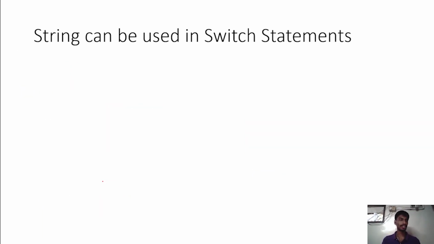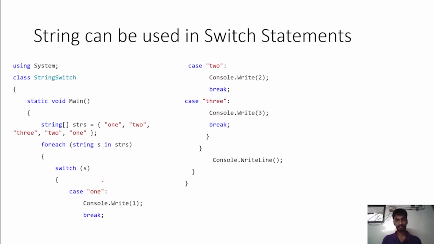The next topic is that strings can be used in a switch statement. Strings are the only non-integer data type which can be used in a switch statement. We cannot use any other data type like float. So let's take a look at the example code here. Here we are creating an array of strings, and inside the foreach loop we are putting a switch statement which takes its input as a string.